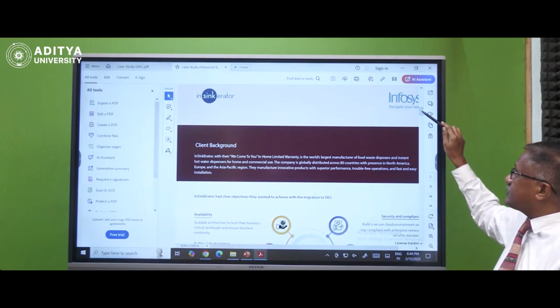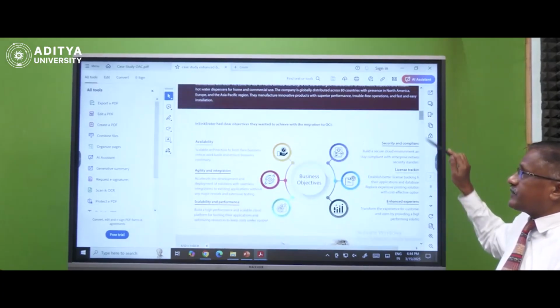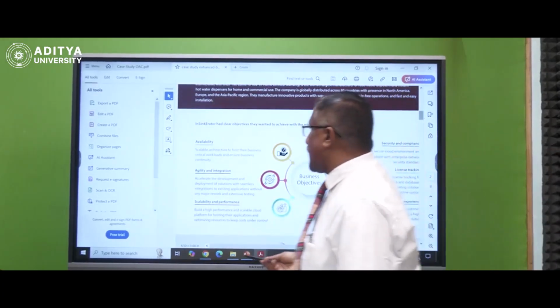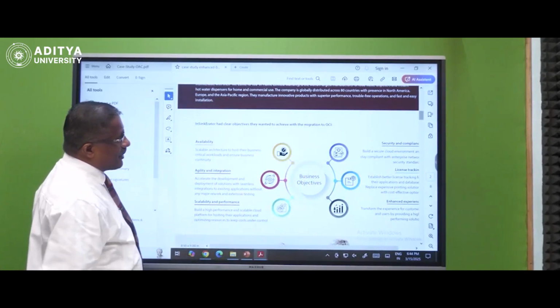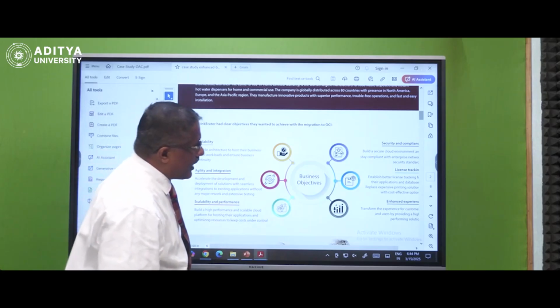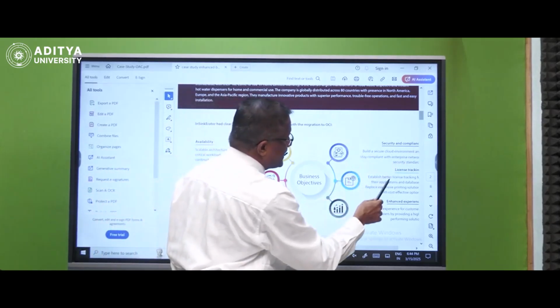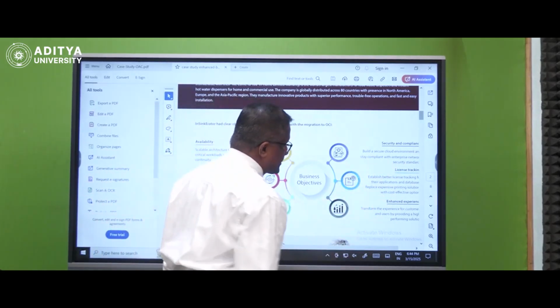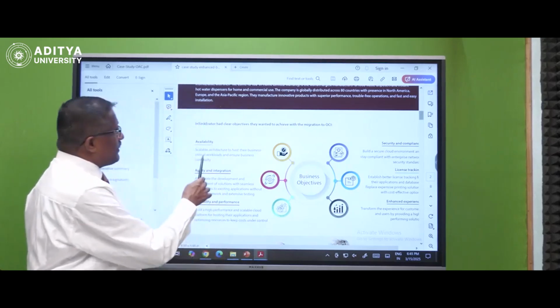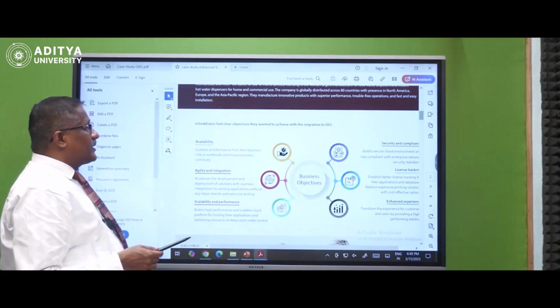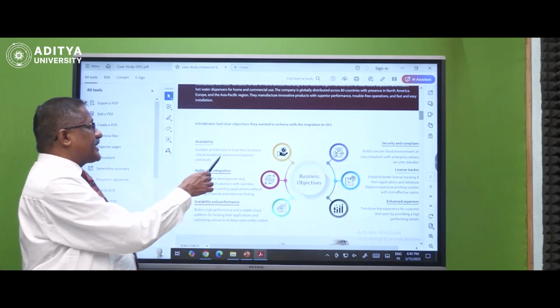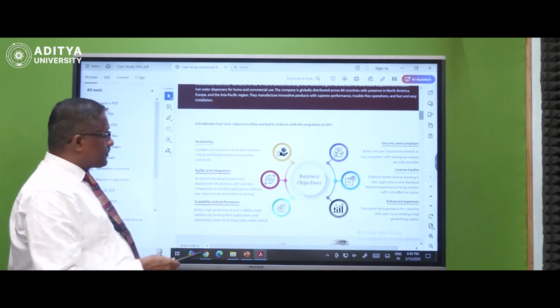What are the major objectives? These are the business objectives: availability, agility and integration, scalability and performance, also security and compliance, license tracking, and enhanced experience. A scalable architecture handles business-critical overload. With whatever resources are available, we can ensure business continuity.